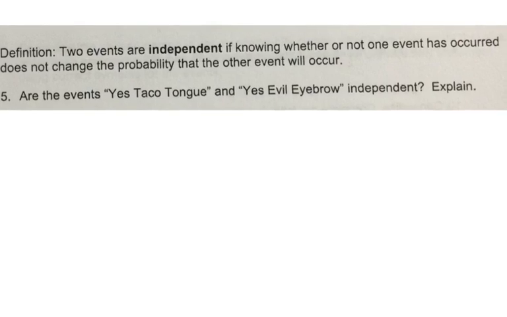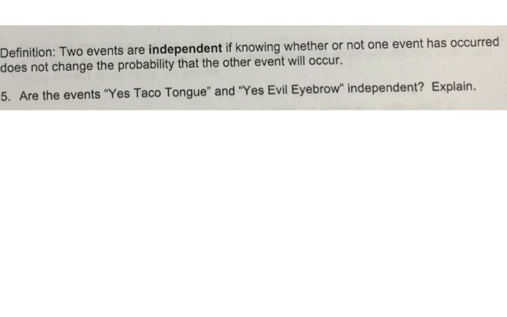We can say two events are independent of each other whether or not one event has occurred does not change the probability of the other event occurring. So are the events yes taco tongue and yes evil eyebrow independent of each other? Okay, so here's what they're saying. Look at your number 2. What was the probability that someone could taco tongue? 14 over 17. Turn that into a decimal and a percent.